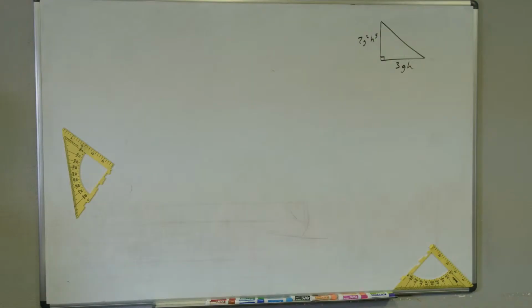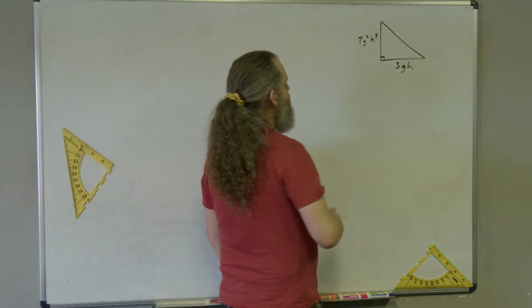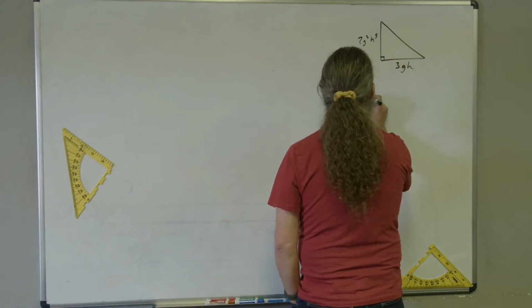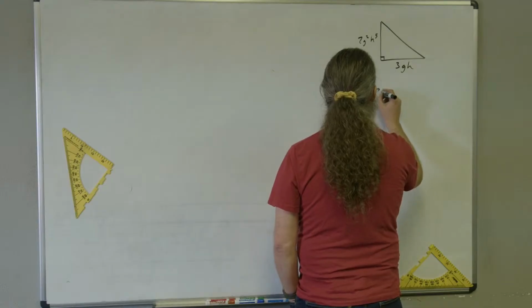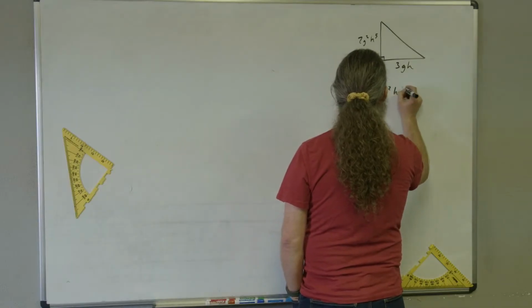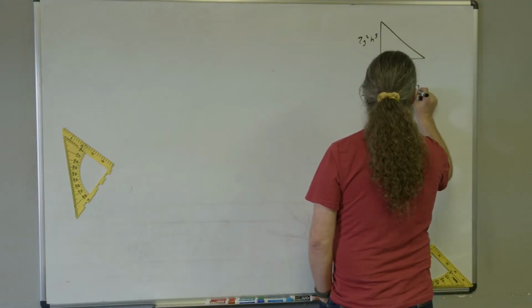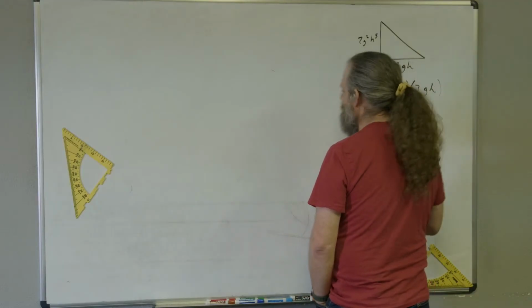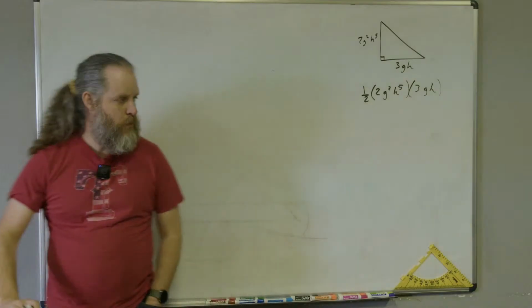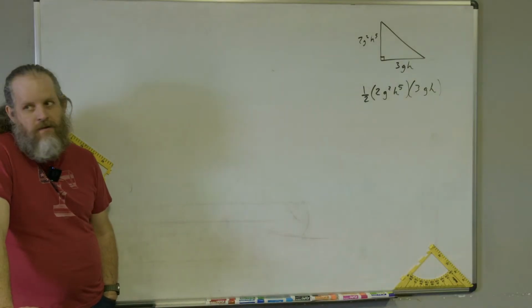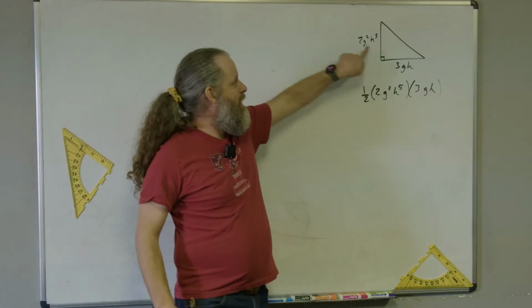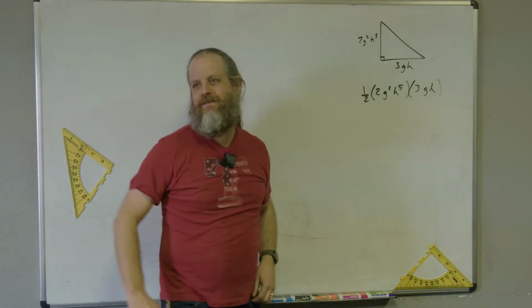Yeah, 3. Not 1/3, but you're on the right track. Okay, Logan. 1/2 base times height. 1/2 times 2g squared h to the 5th times 3g. You were almost there in your remembering. That's the base. That's the height. 1/2 base times height.